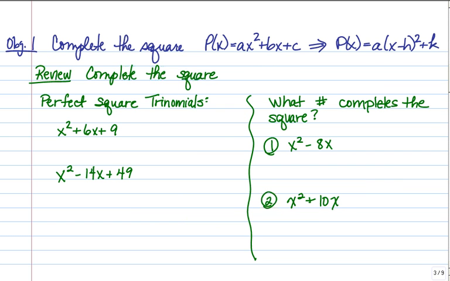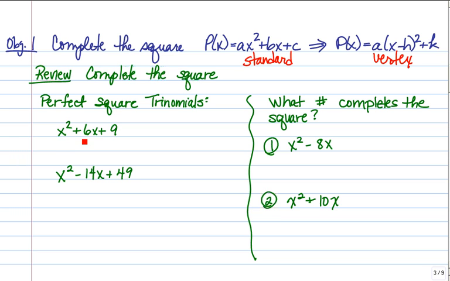So let's first start with this objective of using completing the square to go from this polynomial form, ax squared plus bx plus c, to this vertex form, if you will. Some books call these a standard form and vertex form. Well, let me remind you what completing the square is all about. Completing the square only works when you're trying to create what we call perfect square trinomials.